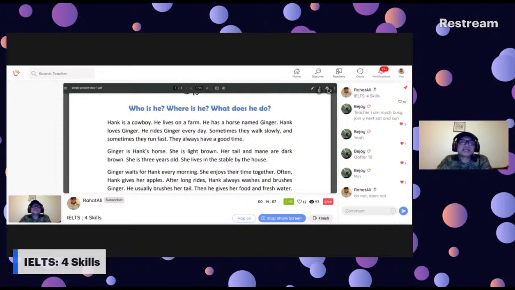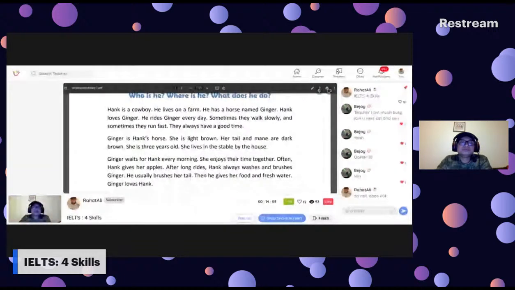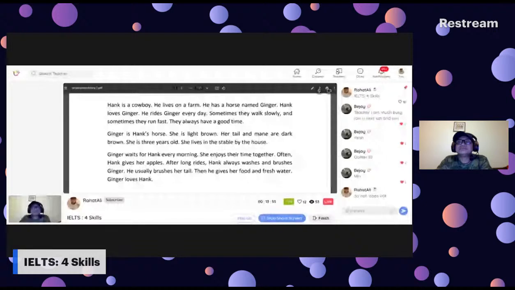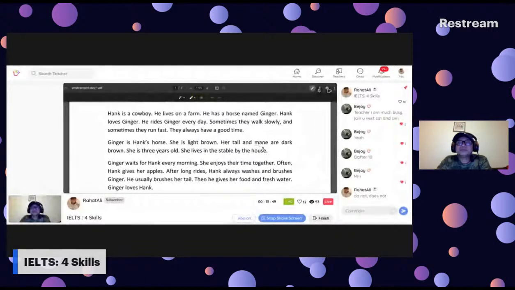Ginger is Hank's horse. She's light brown. Her tail and mane are dark brown. What does mane mean here, guys? Mane. Okay, let's find it. Mane is a part of the horse's body.